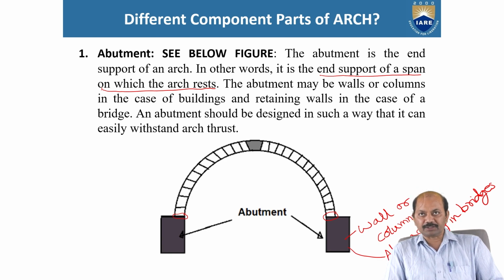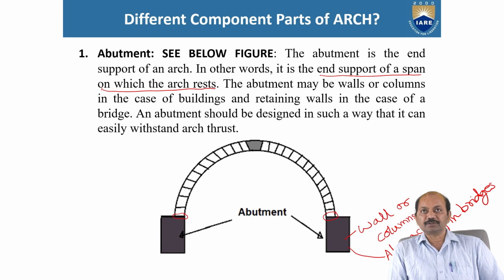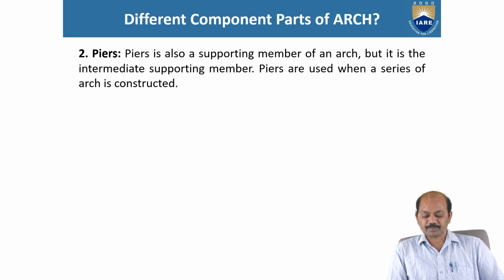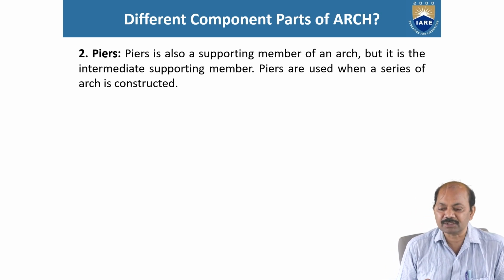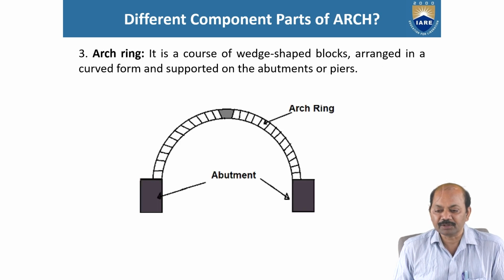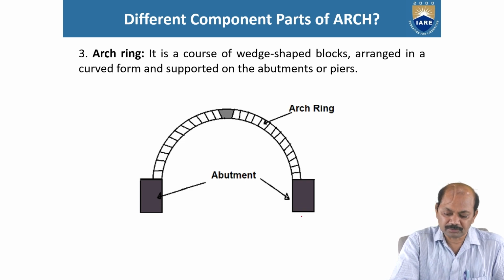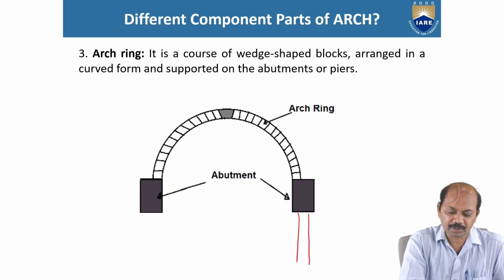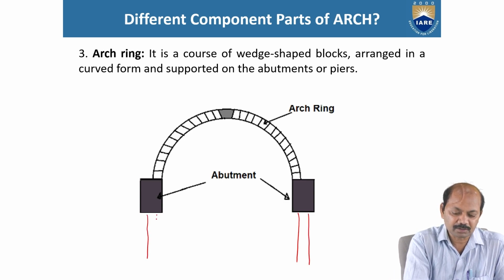Okay, next part, piers. Pier is also a supporting member of an arch, but it is the intermediate supporting member. Piers are used when a series of arches is constructed. That means here below abutment, these are the piers.